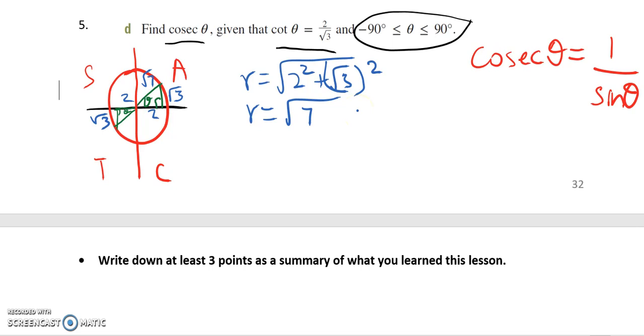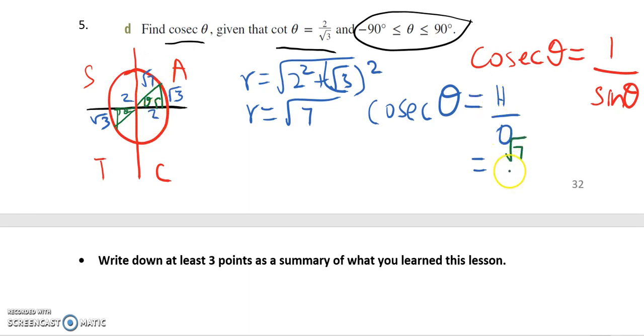I want to work out a value for cosec theta. So to do that, I am going to be thinking about sine, which is opposite on hypotenuse, but instead of doing opposite on hypotenuse, I'm going to do hypotenuse on opposite. Okay, so in this case now, what I'm thinking about is going back to my picture and going, that is root 7 on root 3. And that is what the value of cosec theta is.